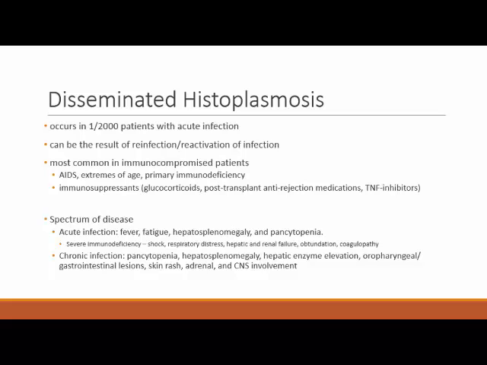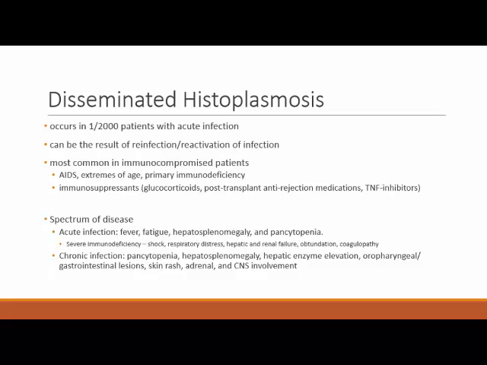If they progress to the chronic infection, they have pancytopenia, hepatosplenomegaly. They have GI lesions, which are reported to be ulcerations that tend to favor the colon and the ileum. They can also have esophageal pain, difficulty swallowing. For the skin involvement, it's in up to, as I said before, 15 to 20% of patients with disseminated disease, and these range from nodules, papules, plaques, down to abscesses.